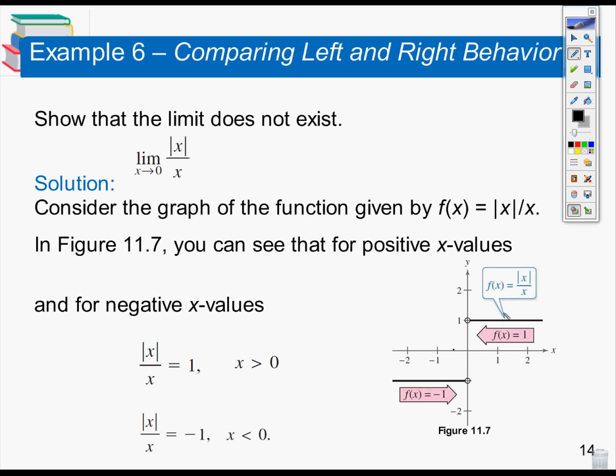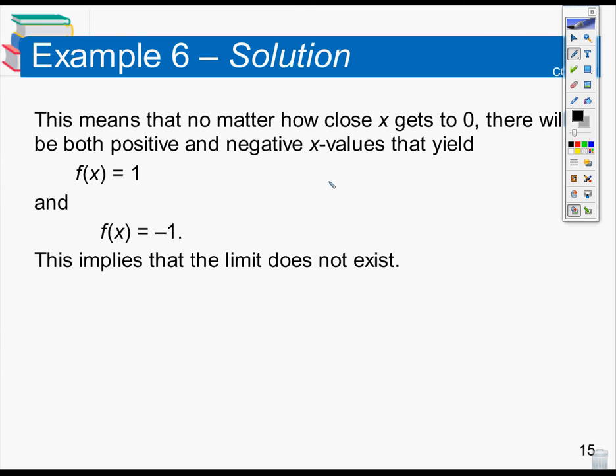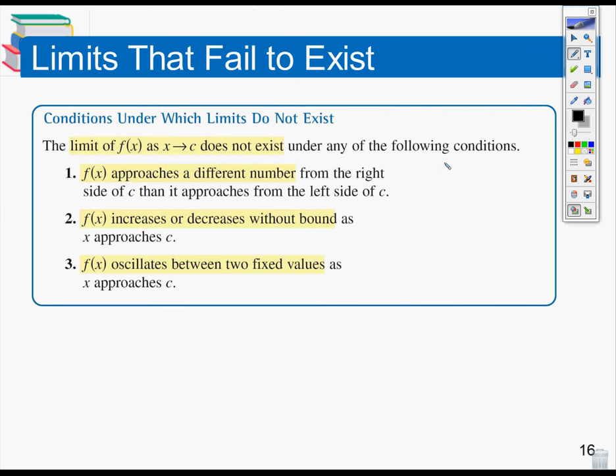So I'm not going to be able to get a specific arbitrary L value for a limit. There's not one number that both approaches from the left and from the right. So what that does is imply that the limit does not exist, and that particular graph is not continuous. Now this happens a couple different ways. We just looked at an example of the first way, which is when the function approaches a different number from the right side than from the left side. So I was approaching 1 from the right, negative 1 from the left.